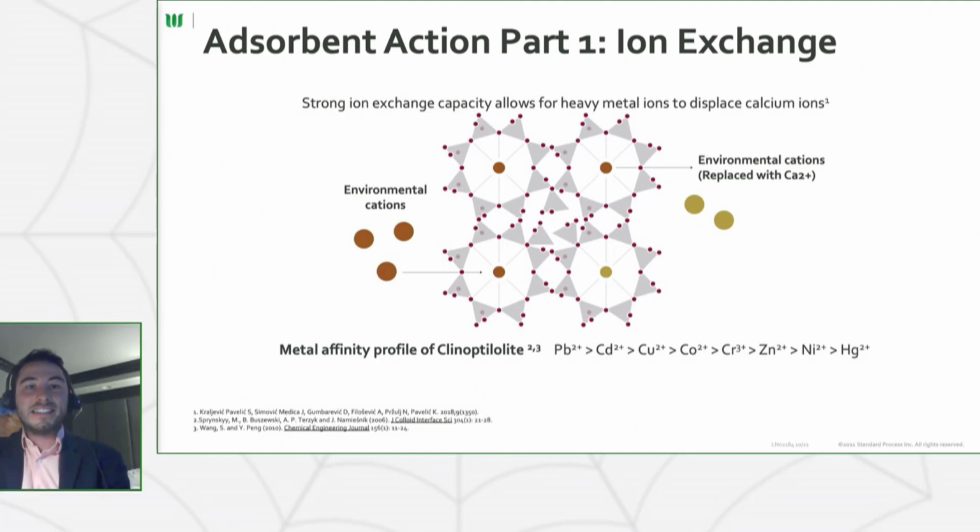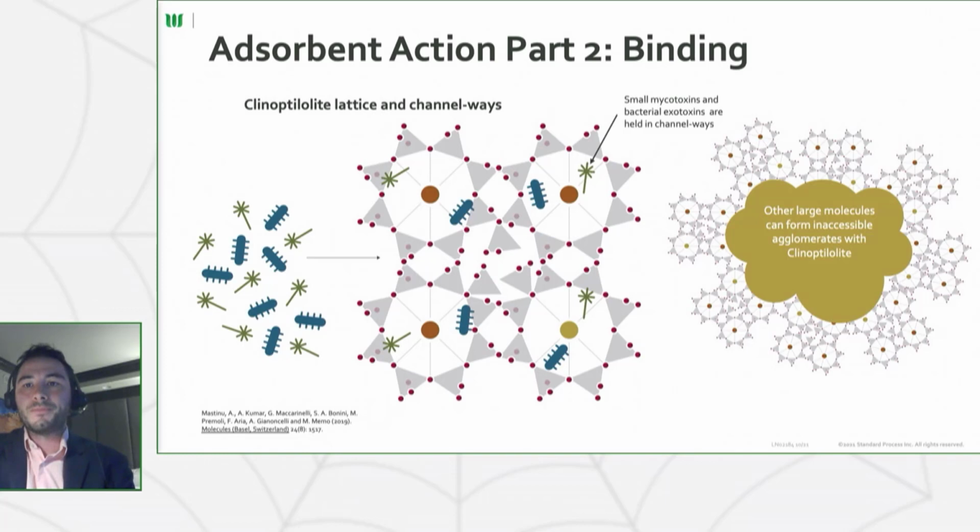But that tiny dent that you make is very different than making the tiny dent in something like lead, where very small amounts, very low levels of it is very problematic for an individual. The second type of adsorption action is binding, and there's two different binding types.